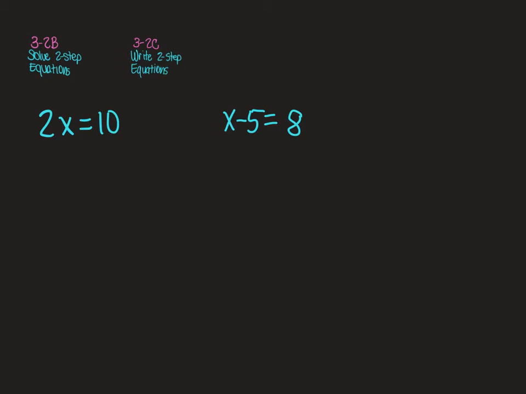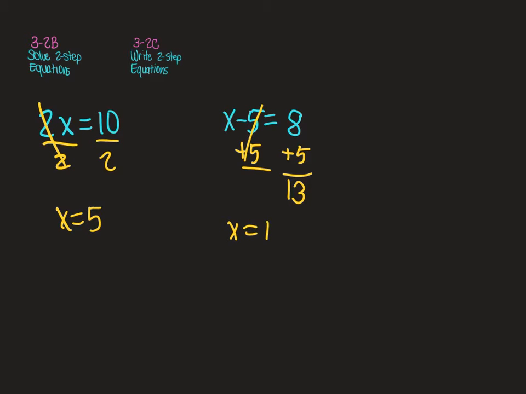Let's review. 2x equals 10. X minus 5 equals 8. These guys were called one-step equations because we sing the stupid song one time. Divide by 2, cross out, what's my answer. I only sang the song once. Add 5, cross out, what's my answer. I only sang the song once.